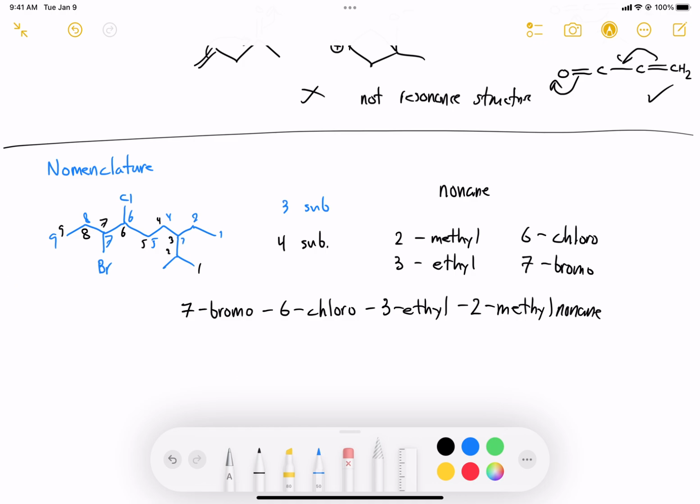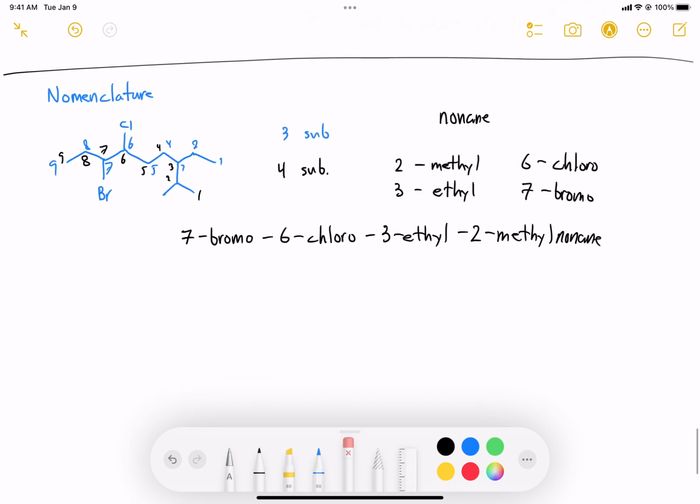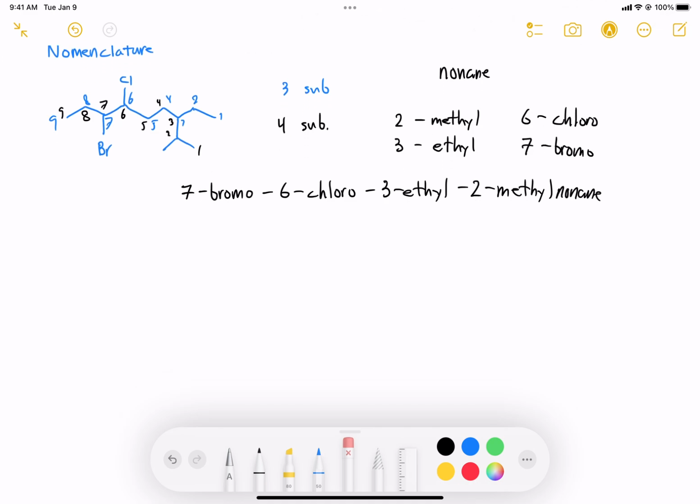All right, so that's a pretty straightforward example. We didn't have to use any complex substituents. But now let's do another one where the substituents are a little more complicated. All right. So let's do a cyclic example. Okay. So we have now stereochemistry to consider.